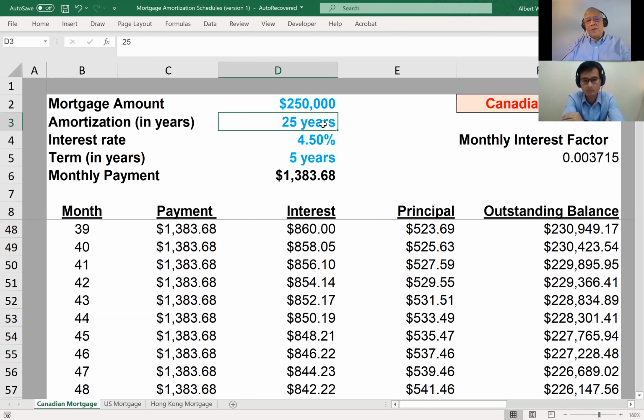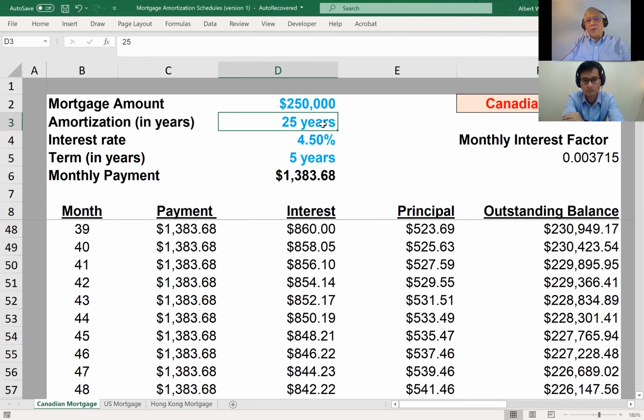The next two numbers are the two numbers that usually come together: the interest rate, the rate of interest of the mortgage, and the term. Now, in Canada, the term is much shorter than in the US and in Hong Kong. The reason why that's the case is because in Canada, most lenders actually have to borrow money, either the bank or the other financial institution, to lend you the money, right?